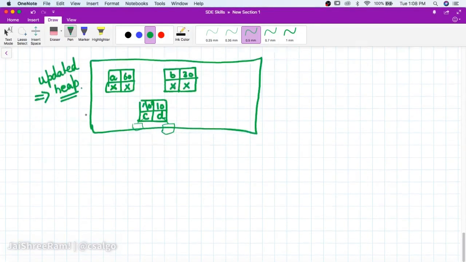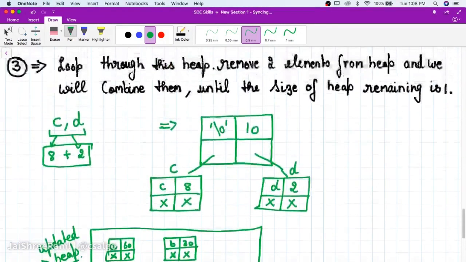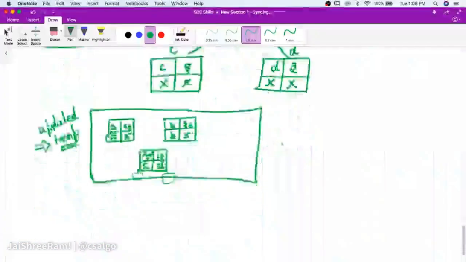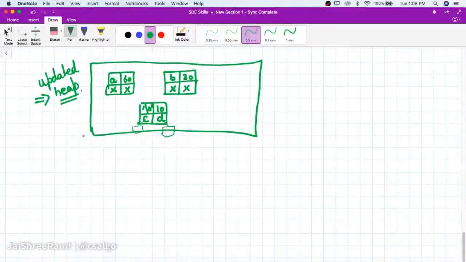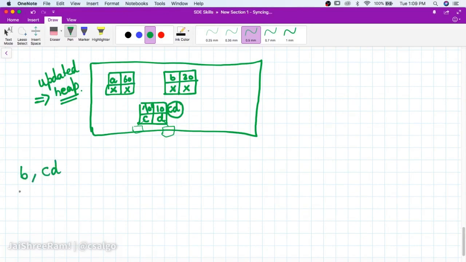Okay, but as we know, we need to loop through this heap until the size is 1. Now the size is still not 1, it is 3. So we will again pick out the two smallest values, and this time we get the node CD, because it is a combination of nodes C and D. The two nodes removed from the heap will be B and CD. B's cost is 30, CD's cost is 10.